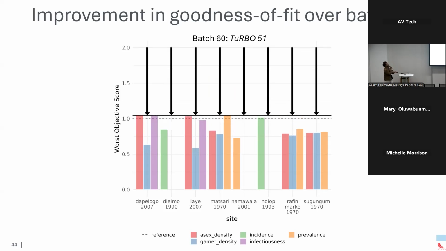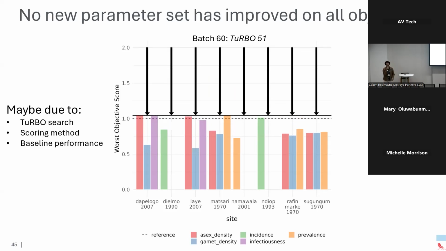Or actually, I guess I hope you're not holding your breath, because as of right now, under the current setup, no new parameter set has been found that improved on all of our objectives. I think you can see that there are just a few remaining that are within 5% of the previous benchmark. And many of the other objectives have improved pretty much across the board. Gametocyte density, the blue bars. Others, like infectiousness, the purple bars, are more or less where they were before.